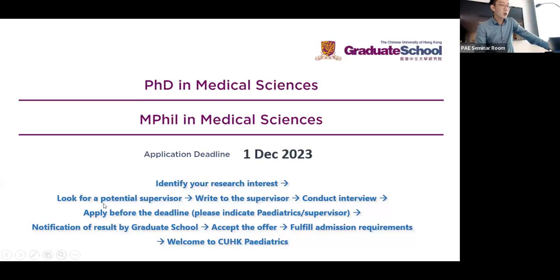So look for a potential supervisor. Even in each of our subspecialties, we have different PIs embarking on different themes of that particular topic. Write to the supervisor actively and early, because some of the students come first and then they just take you. Act quickly. They will need to conduct an interview, and then apply before the deadline.